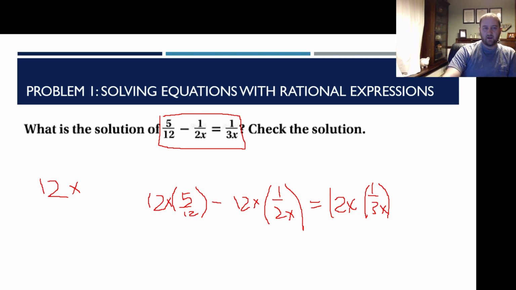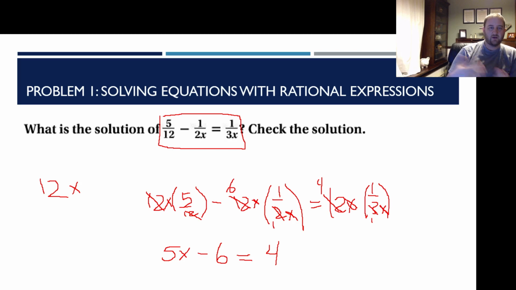Okay? Now, on this first one, these 12s can cancel out, so now it's just x times 5, so I get 5x. In the second one, I've got 12 divided by 2 is 6 over 1, and then the x's cancel out. So I've got 6 times 1 over 1, which is a negative 6 here. And then that's equal to 12x times 1 over 3x. The 12 and 3 cancel to 4 over 1. And then our x's cancel out. So I've got 4 times 1 over 1, which is 4.